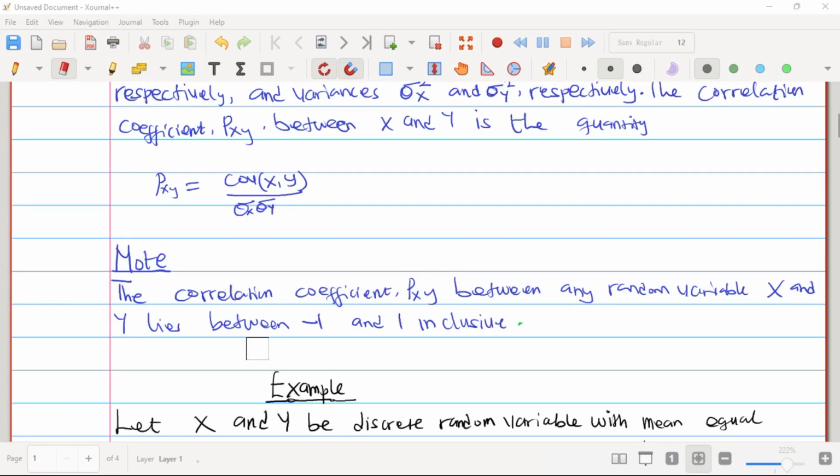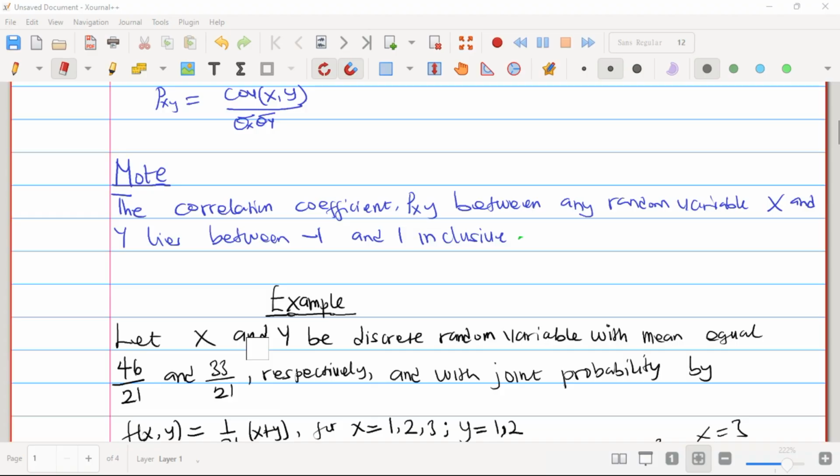But what you also have to notice is that the correlation coefficient usually exists between -1 and 1 inclusive. So if you do any calculation for a correlation coefficient and your result is more than 1 or less than -1, then that means there is an error somewhere in your calculation that we have to check in order to get correct answers.